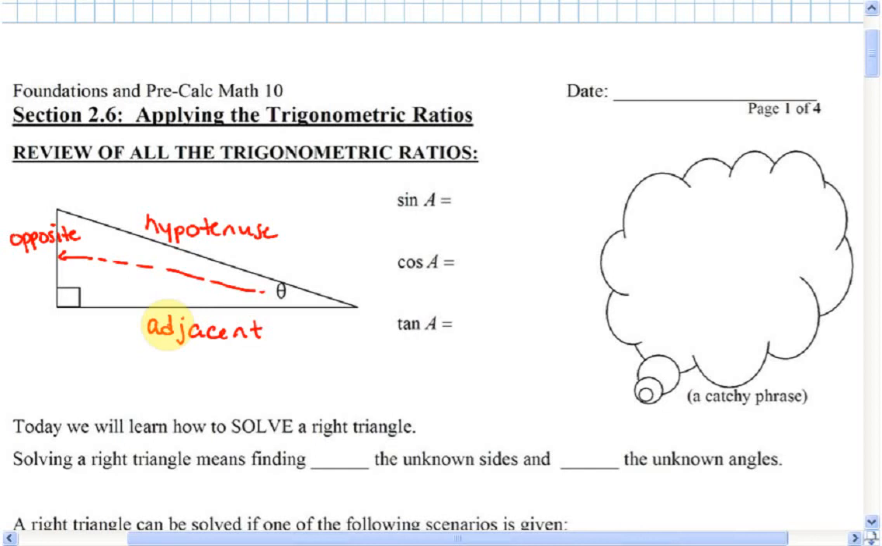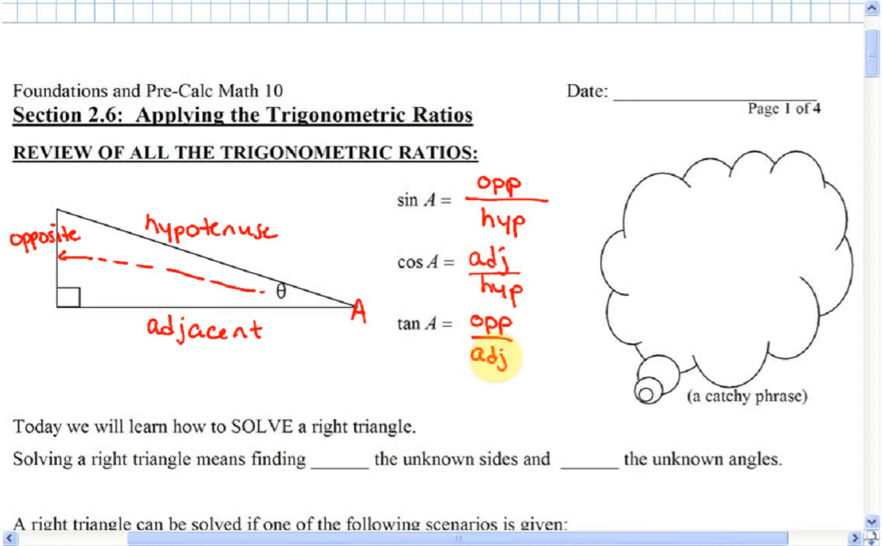So over here I said sine of angle A, or I'll say theta. I'll call this A down here. So sine is equal to what divided by what? Opposite. Okay, I'm going to write that in short form this time. I'll say opposite is OPP over the hypotenuse, HYP. And this is the short form because I'm getting lazy. Cosine of angle A is equal to adjacent, ADJ, over hypotenuse, HYP. And the tangent of A is equal to opposite, OPP, divided by adjacent, ADJ.